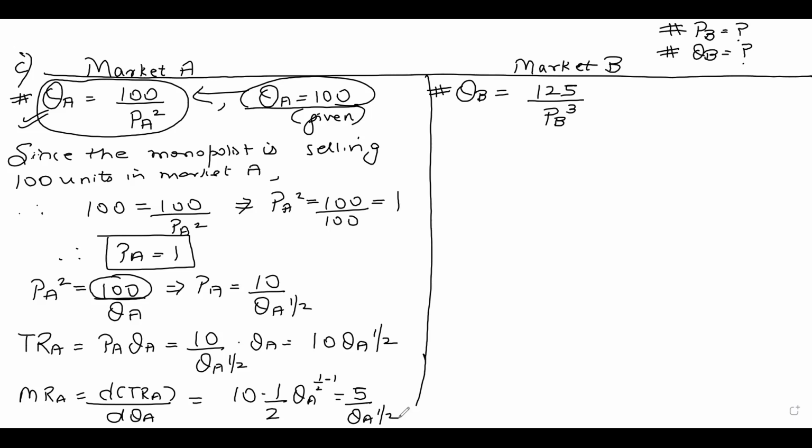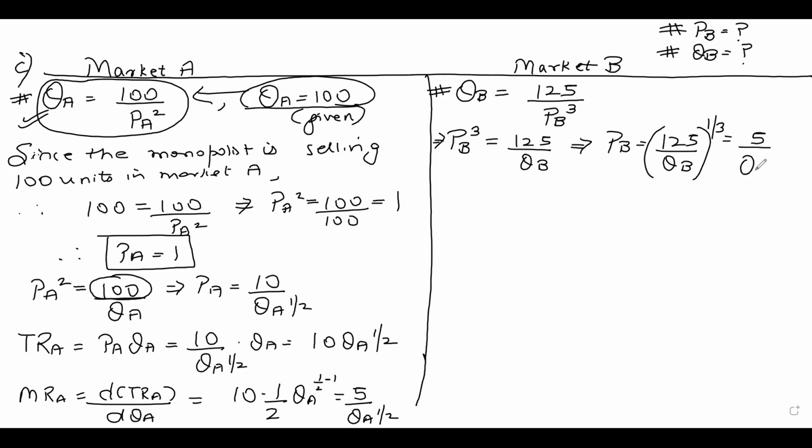On similar lines, I can quickly calculate the marginal revenue in market B. From this equation, PB cubed is equal to 125 by QB, which implies my PB is 125 by QB whole to the power 1 by 3. This is going to be 5 upon QB to the power 1 by 3. So my total revenue in market B will be PB into QB, which is 5 upon QB to the power 1 by 3 into QB, which is 5 times QB to the power 1 minus 1 by 3, which is 2 by 3.